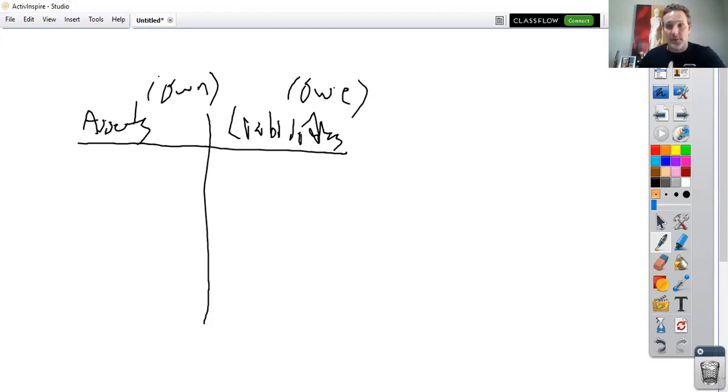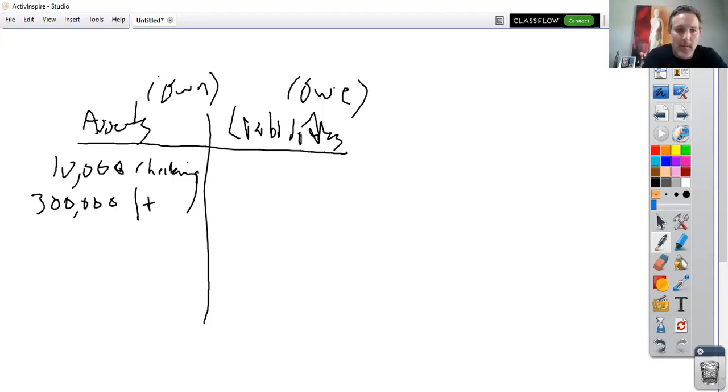Now, for an individual, that's going to be different. For example, an individual might have a bank account, like let's say a $10,000 checking account. Forgive my handwriting. For you, that's an asset because you own that money. That's your cash. For a bank, it's different. And for you, let's say you own your house. Let's call it, what did I say in the last one? $300,000 and house.